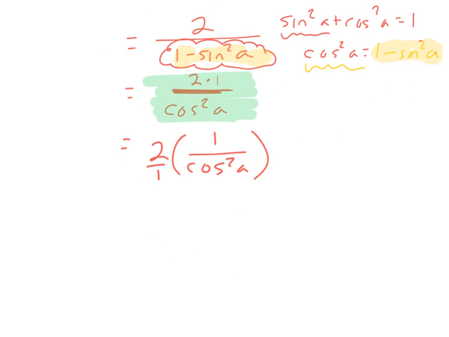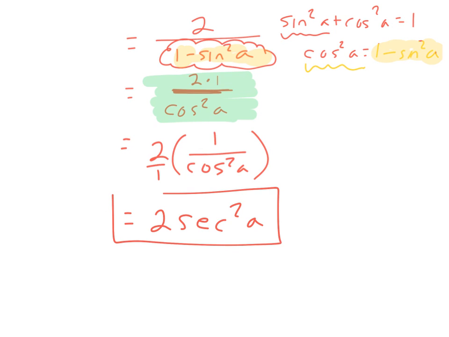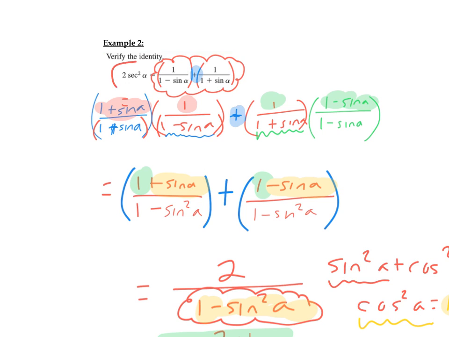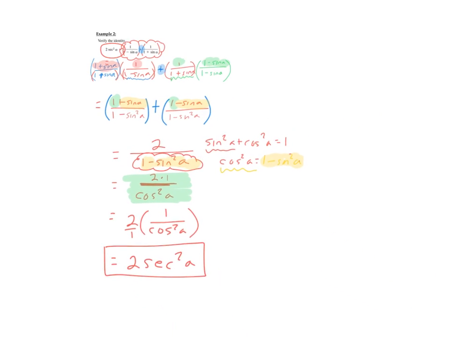Now we're almost done. 1 over regular cosine is a regular secant, so 1 over cosine squared is going to be a secant squared. Okay. And then multiply it by that 2 in front, and you should have verified your identity. Yep. There you go.